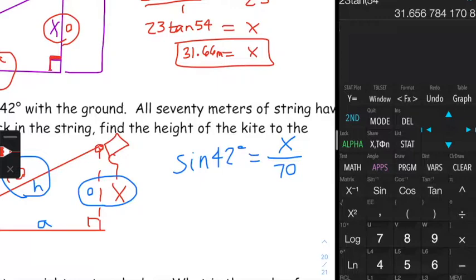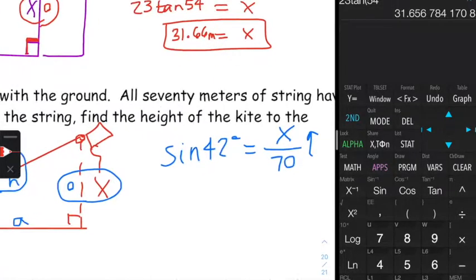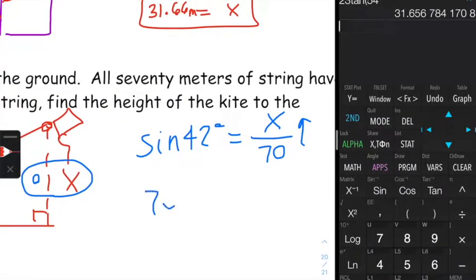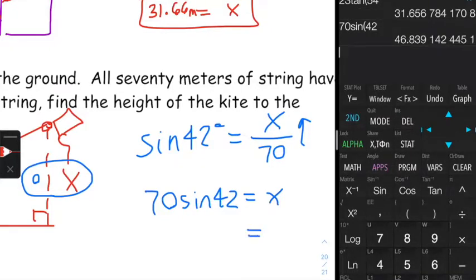Okay, if you have X in the numerator, you're going to multiply both sides by 70. That'd be 70 sine 42. And then we'll just type that in. And apparently that comes out to about 46.84, I guess.